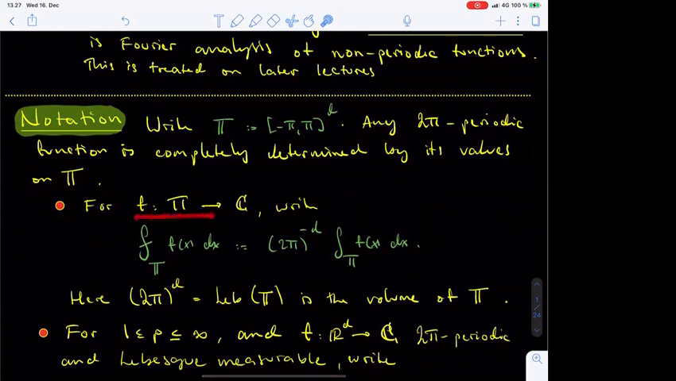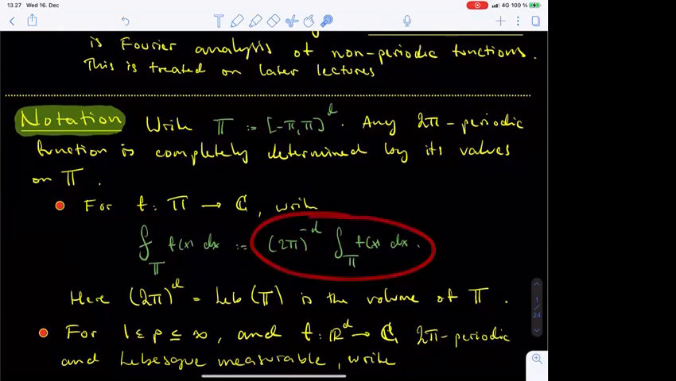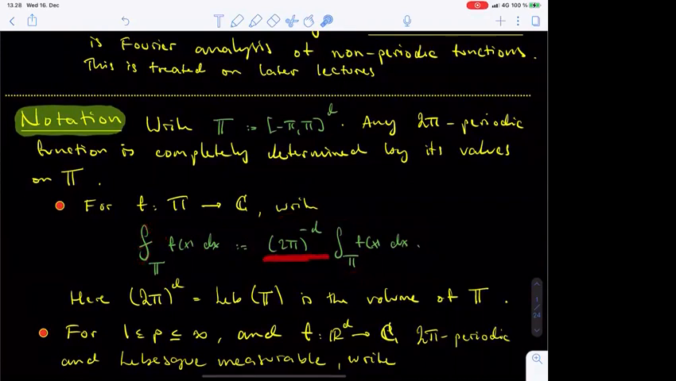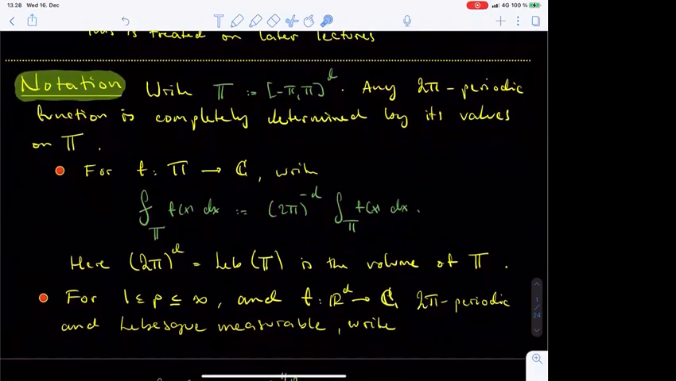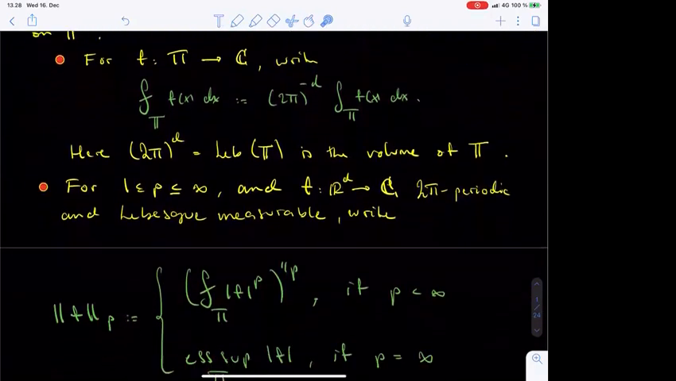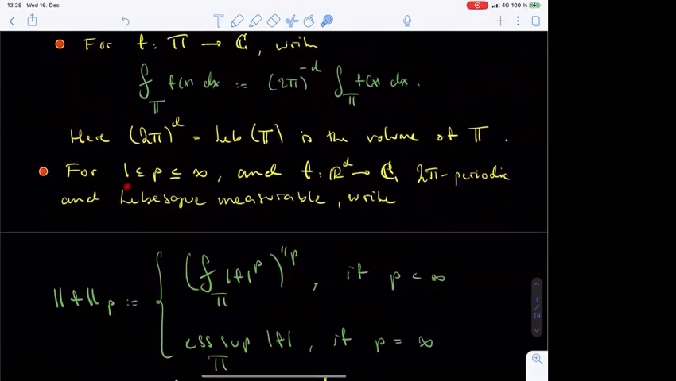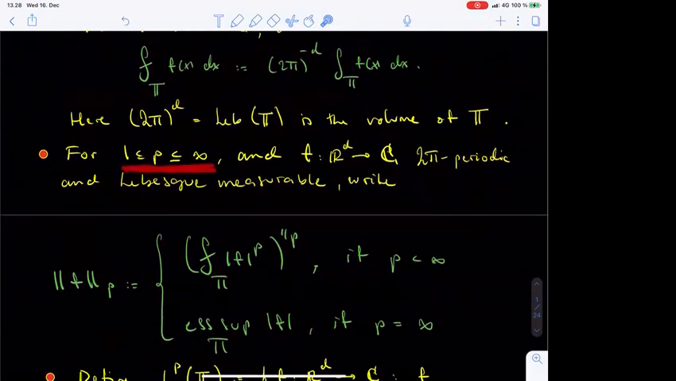If f is a function defined on T, we make the following notational convention. We denote the average integral of f over the box T by this slashed integral. The normalizing constant 2π to the power d is here the Lebesgue measure of the box T. Next, we define the spaces of 2π periodic Lp functions. For this purpose, let p be an exponent between 1 and infinity. Then let f be a 2π periodic complex-valued Lebesgue measurable function on Rd.